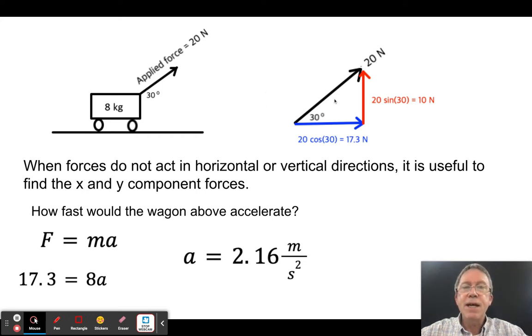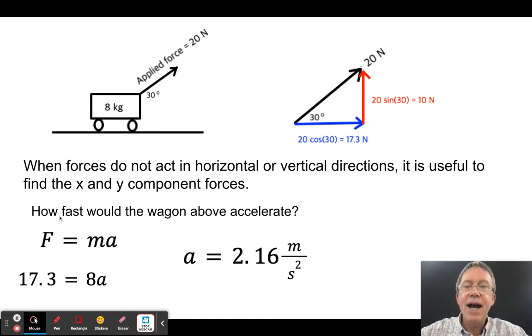So if this is my angle, the adjacent component is going to be found by taking the cosine of this angle times the force. So 20 cosine 30, I know that the horizontal component of force is 17.3 newtons, and the vertical lifting component of the force is going to be found by using the sine of this angle. So 20 sine 30 gives me 10 newtons of upward force.